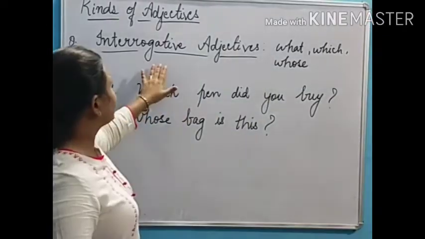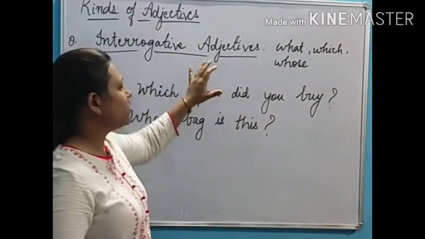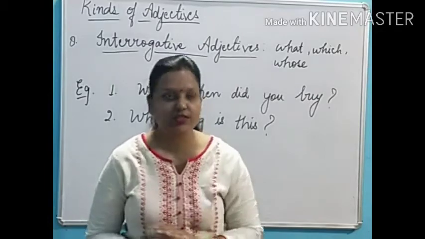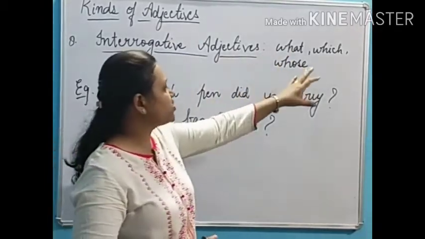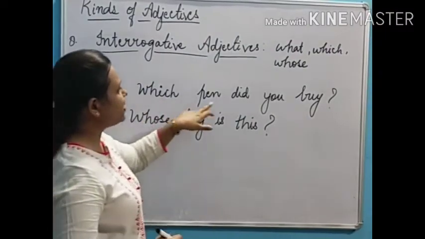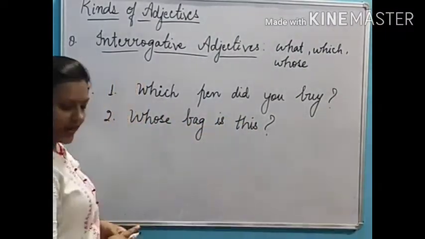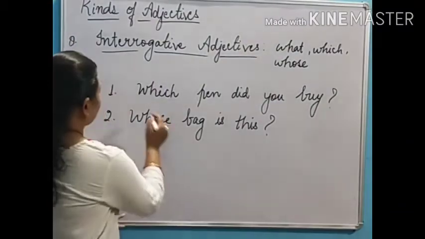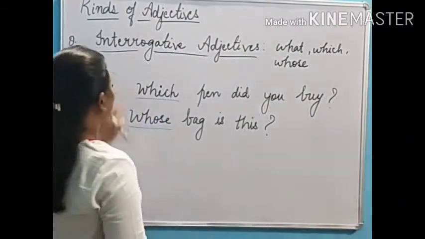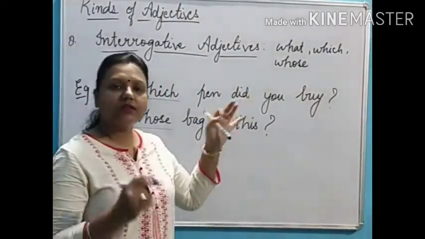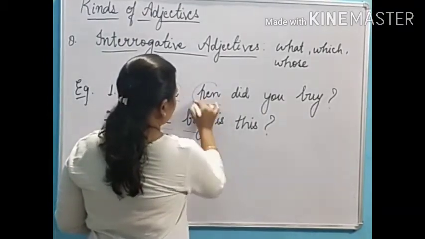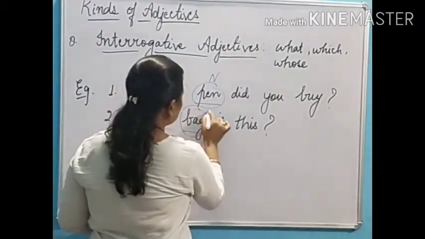The next kind of adjective is interrogative adjectives. Interrogative adjectives are those adjectives which are used to ask questions. Like we have what, which, whose. Look at these examples. Which pen did you buy? Whose bag is this? What you will observe in this, interrogative adjectives, they come before the noun. This thing you need to remember.